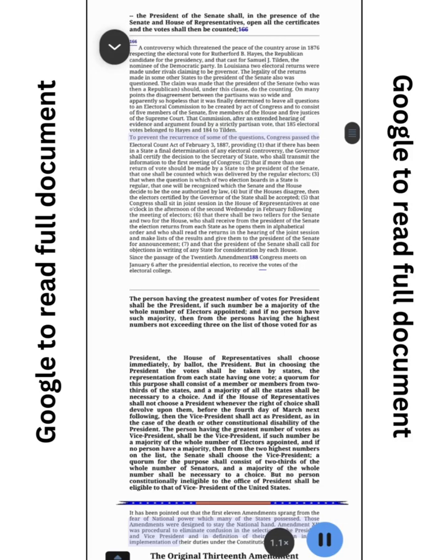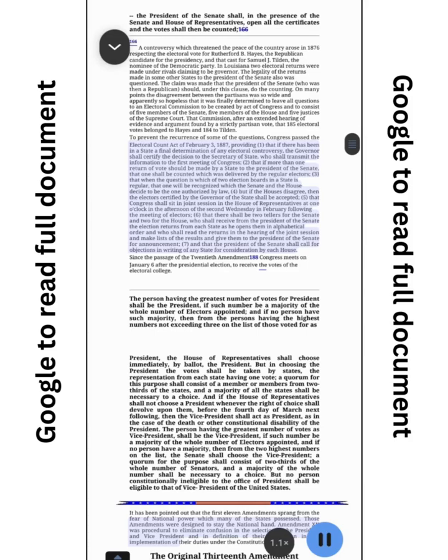To prevent the recurrence of some of the questions, Congress passed the Electoral Count Act of February 3, 1887, providing: 1. That if there has been in a state a final determination of any electoral controversy, the governor shall certify the decision to the Secretary of State, who shall transmit the information to the first meeting of Congress. 2. That if more than one return of vote should be made by a state to the President of the Senate, that one shall be counted which was delivered by the regular electors.